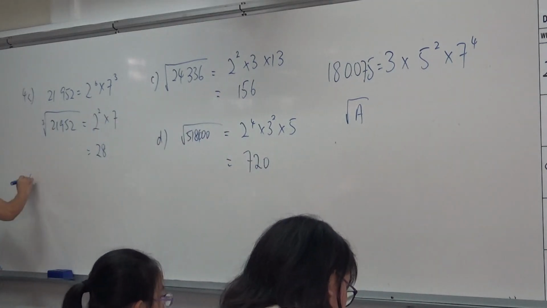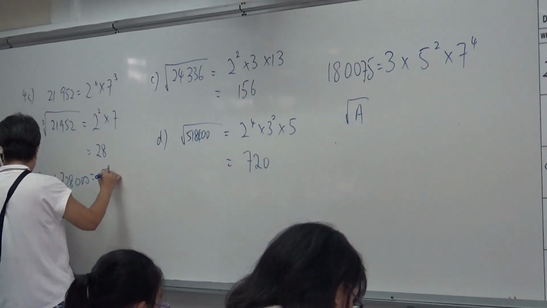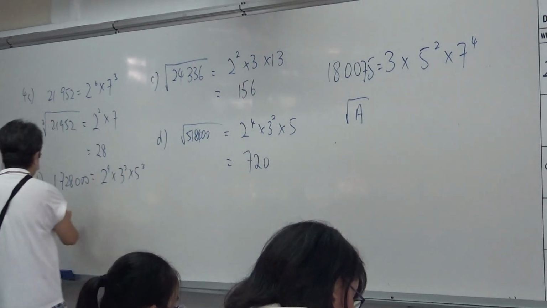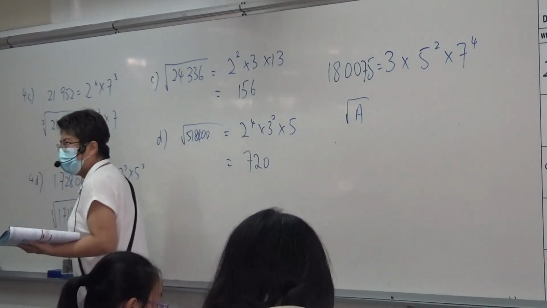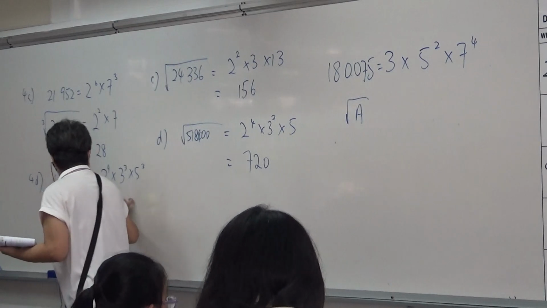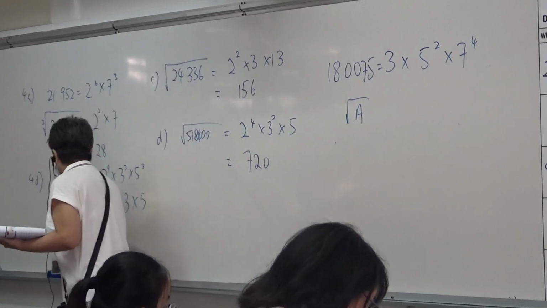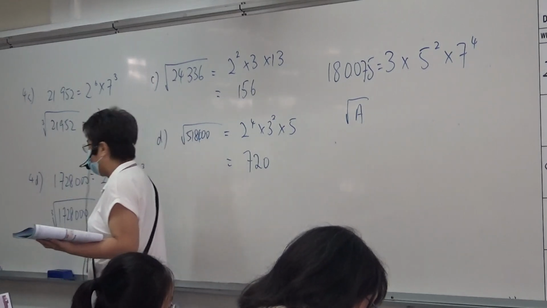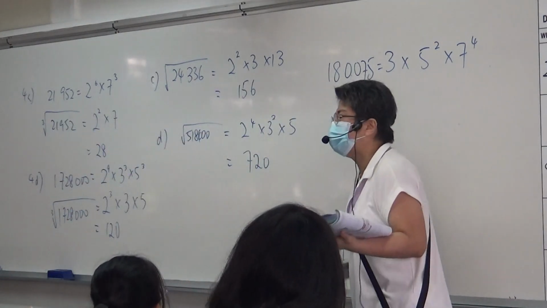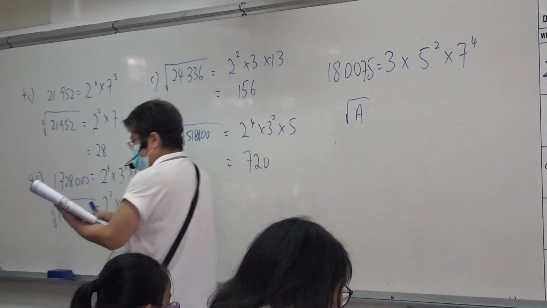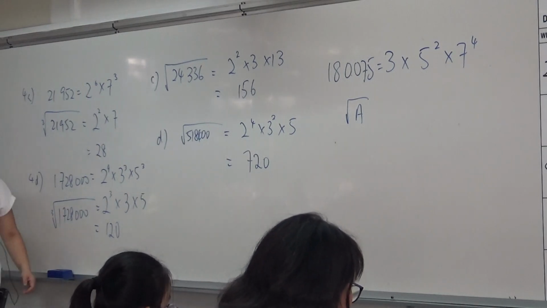I will do one last one. Okay? 4D. What is the cube root of this? 2 power 3, good, times 3 times 5. So what's the answer? 120. Then everybody gets the answer. Can you see the answer at the back is also the same? Okay? So are we clear now? Have I answered the question? Yes? Okay? So are we clear now?